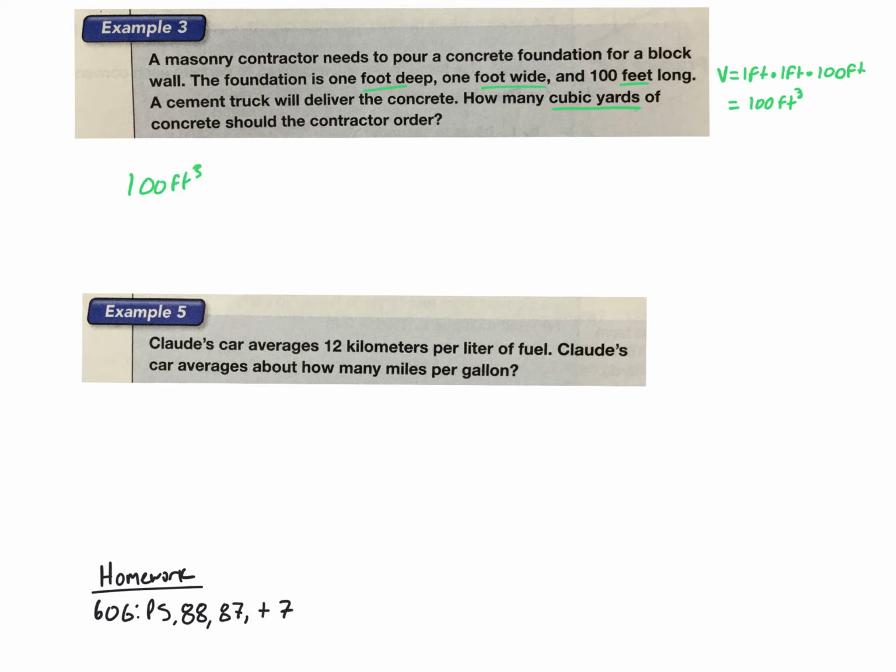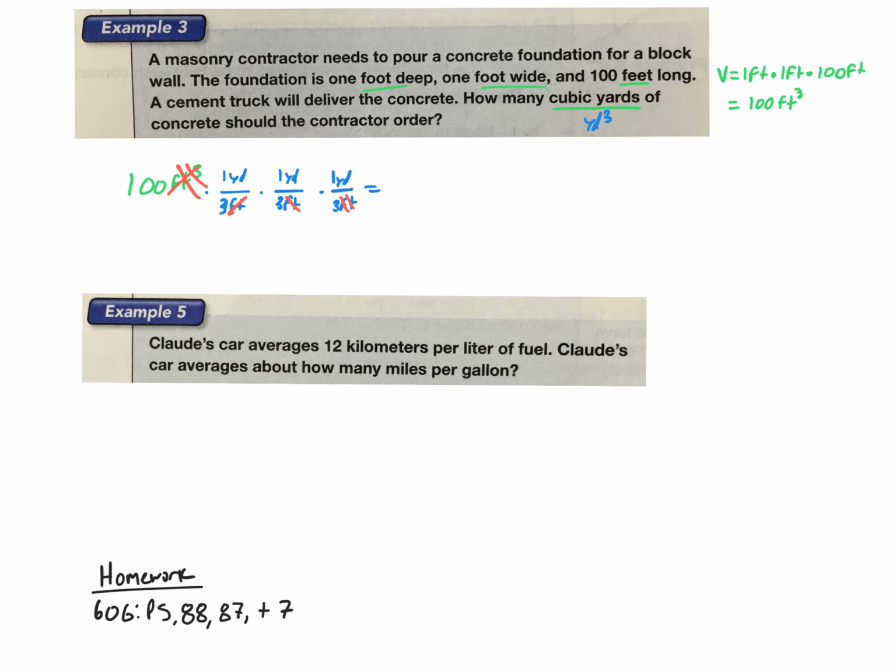I need to convert that into cubic yards, or yards cubed. So I'm going to have 1 yard up top, 1 foot on the bottom. Sorry, not 1 foot, but 3 feet. Times 1 yard on the top, 3 feet on the bottom, times 1 yard on the top, 3 feet on the bottom. So this is going to go with that, that's going to go with that, and the second one is going to go with that.